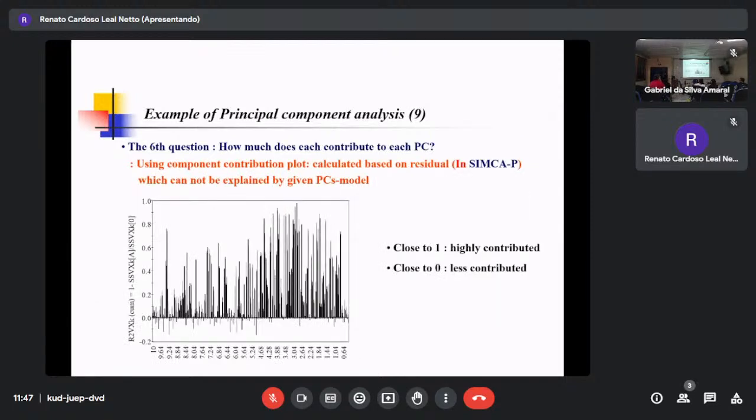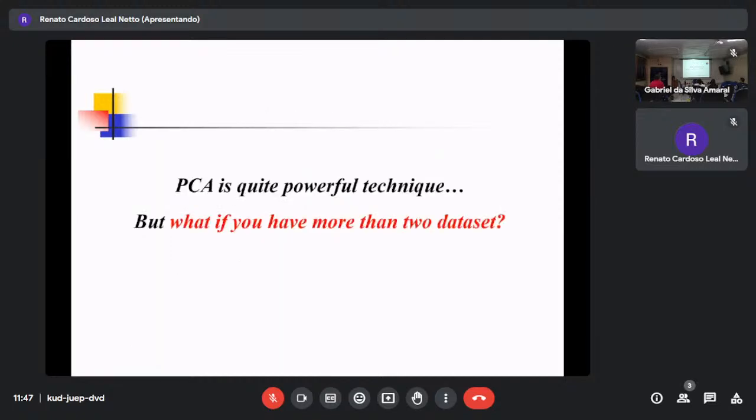Here, with the unit variance scaling method, using the loading plot to identify is very difficult. So PCA is quite a powerful technique. It's very easy and very basic, but it's powerful. But what if you have more than two data sets? For example, as he mentioned, now I have metabolomic data and bioactivity.